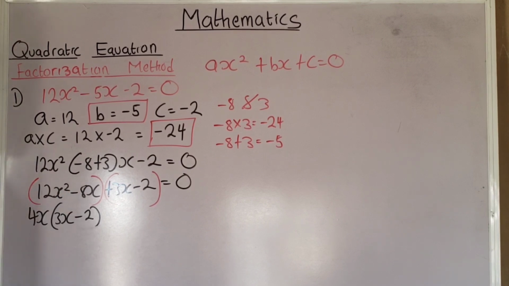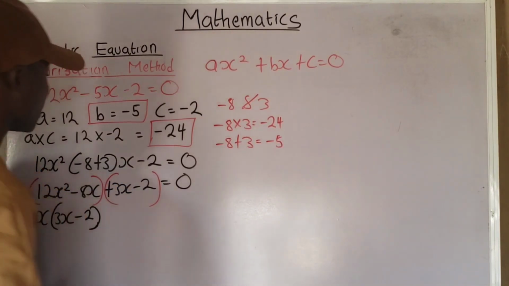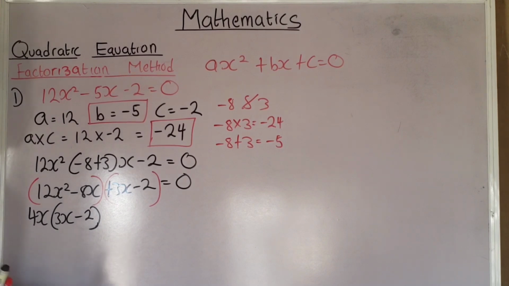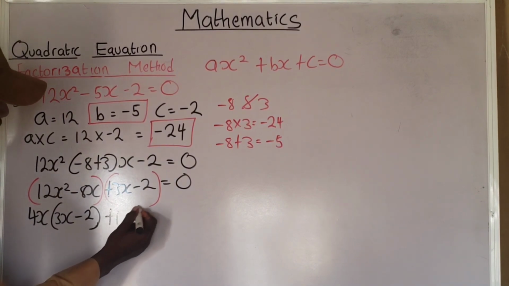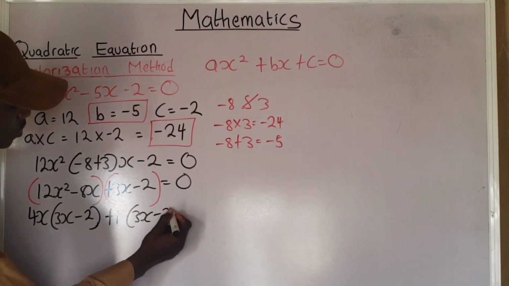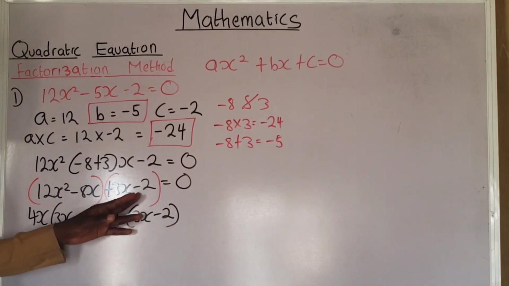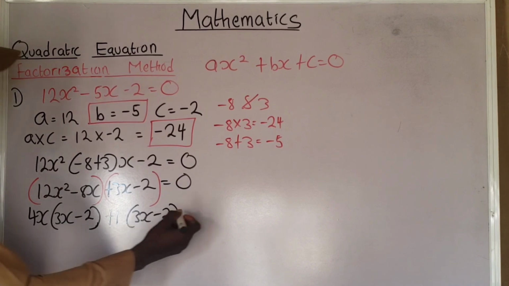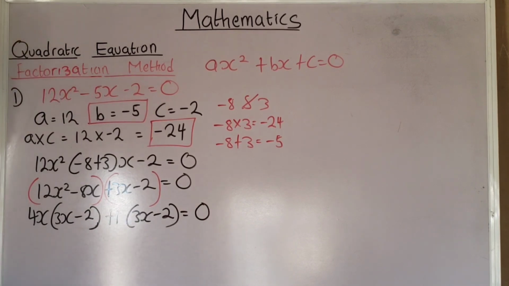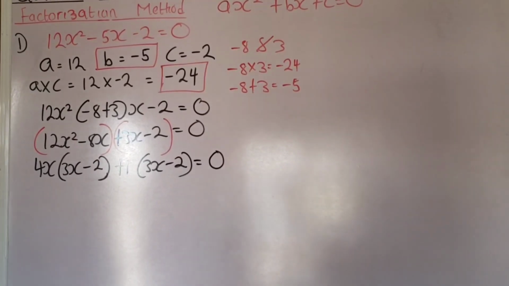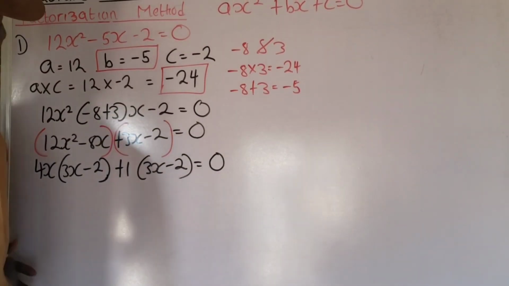Okay, now let's proceed to the second part. We have plus 3x and negative 2. What is the common factor of plus 3x and negative 2? The common factor there is plus 1. So here I'm going to have plus 1 in bracket 3x minus 2. This one is simple because if I take the product of 1 and 3x minus 2, I still get this expression. So here I have equals 0. If you didn't understand, reverse the video and listen to the explanation again.